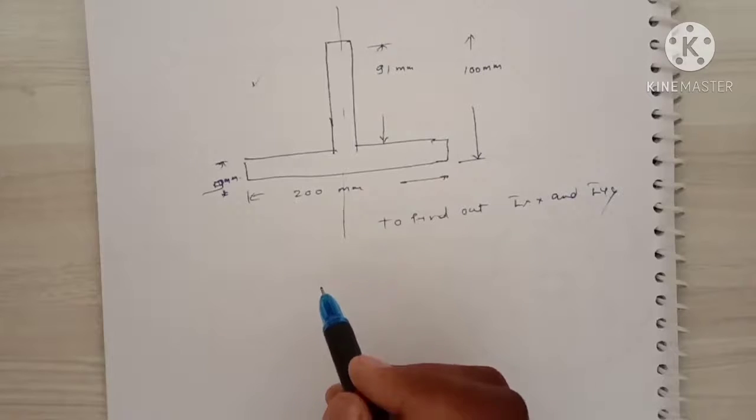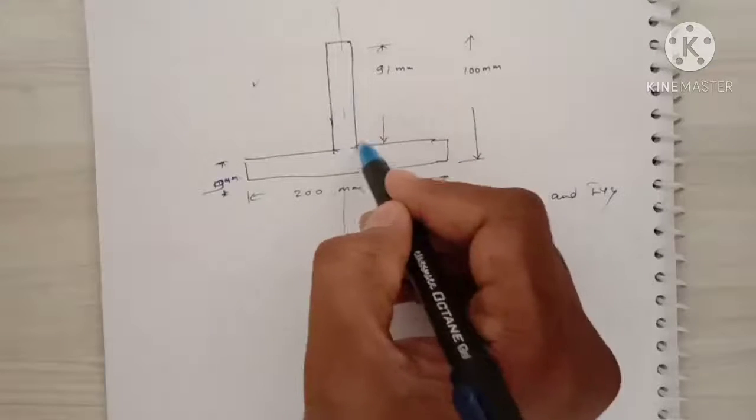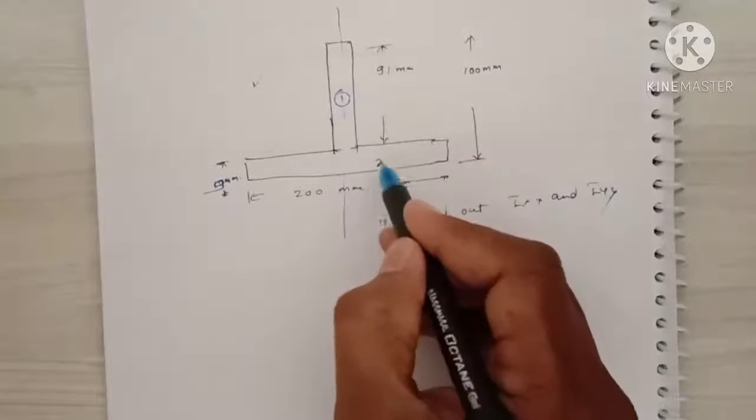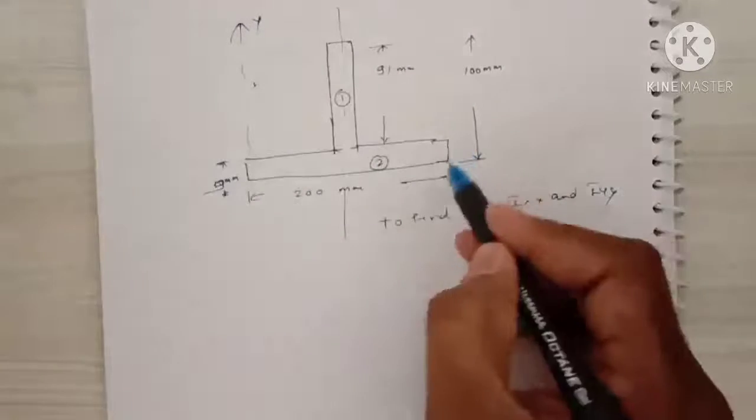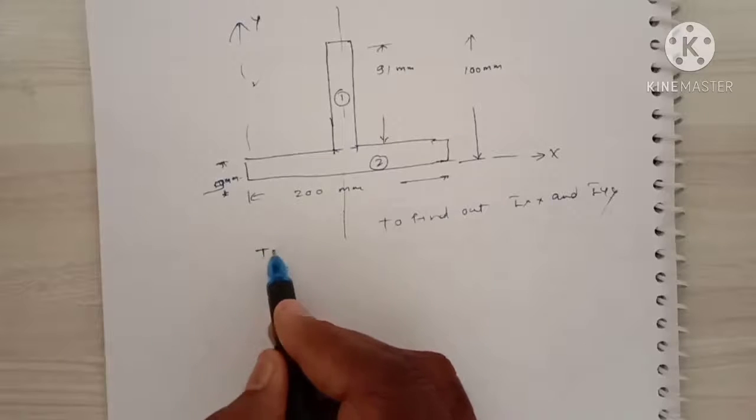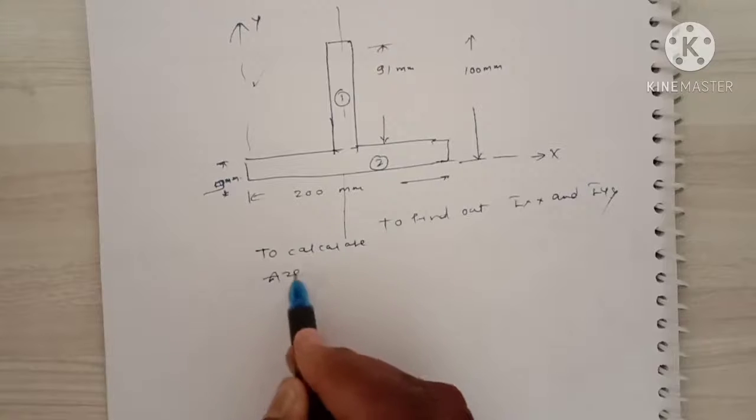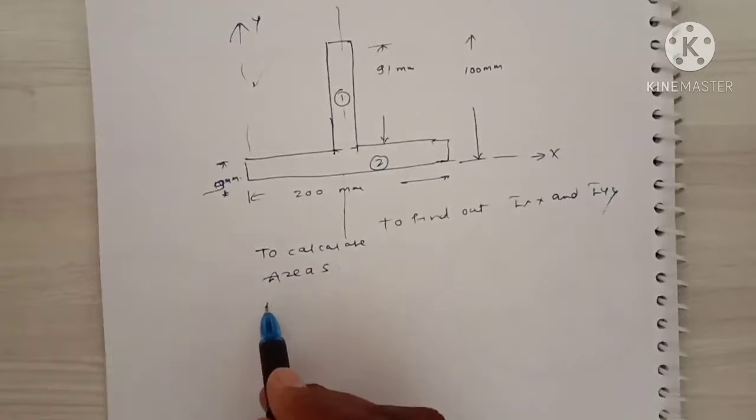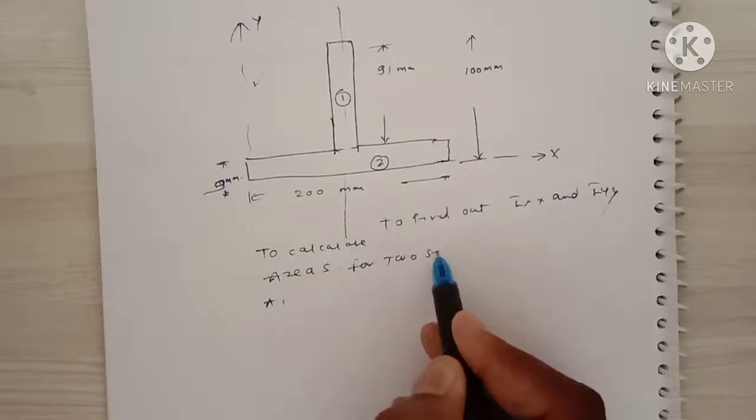Then here in the first step we calculate the area. This is considered section 1, this is considered section 2, and this is the reference axis y and this is reference axis x. Then to calculate the areas, A1 for the two sections.